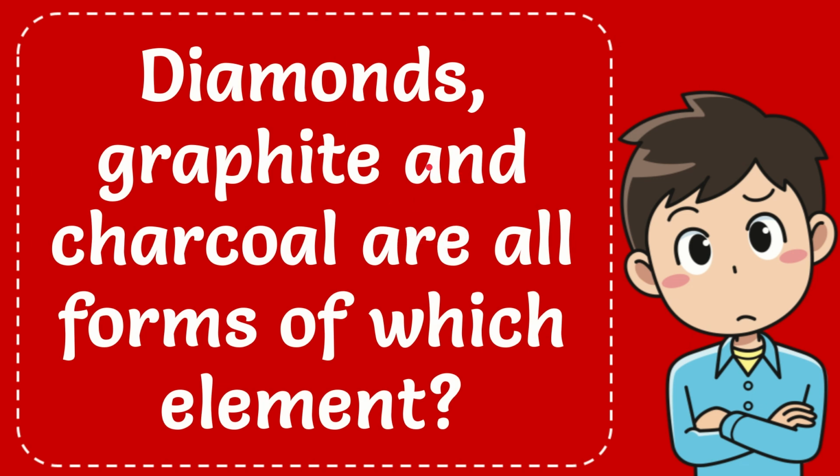In today's video I'm going to give you the answer for this question, and the question is: diamonds, graphite and charcoal are all forms of which element? Well, I'll give you the answer for the question, and after I'll provide you with a short explanation about the answer. And here is the question: diamonds, graphite and charcoal are all forms of which element? Well, I'll give you the answer for the question.